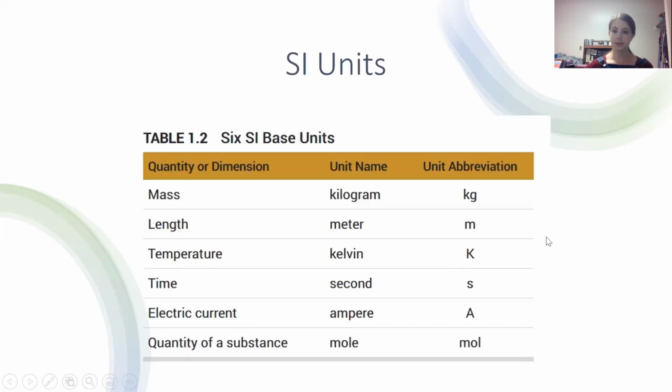Okay. In chemistry, we use the SI units for our standard units. We'll use other ones too, but these are standard. So for mass, the SI unit is a kilogram and the abbreviation is kg. For length, it's a meter and the abbreviation is m. Temperature, it's Kelvin. We'll talk about what Kelvin is a little bit later. For time, it's second. The abbreviation is s. Electrical current is an ampere, which is just A. And quantity of a substance is a mole.